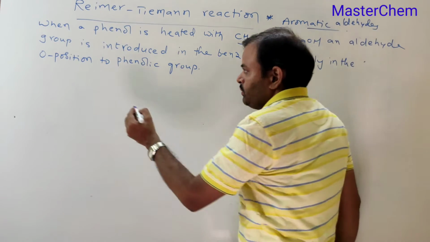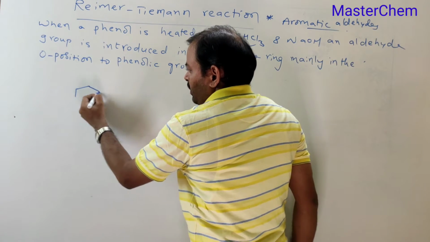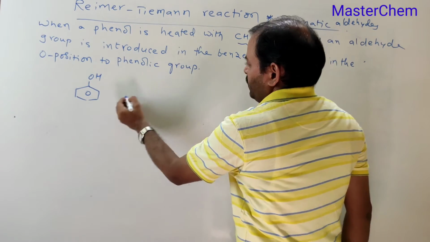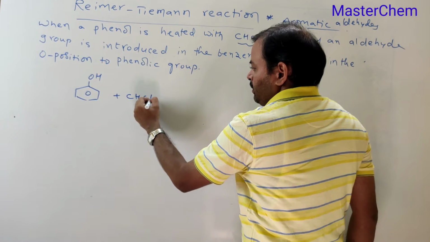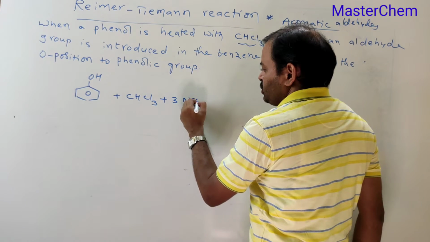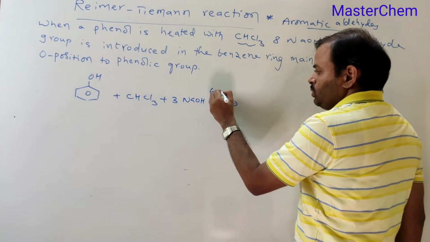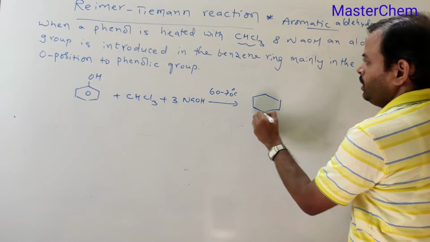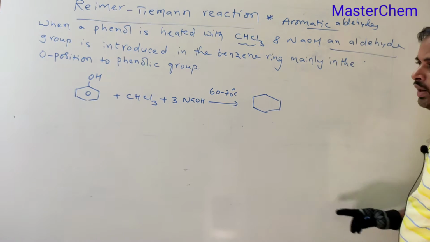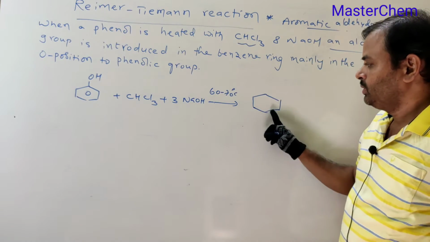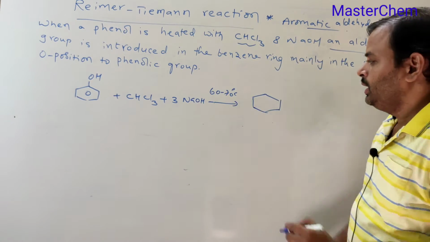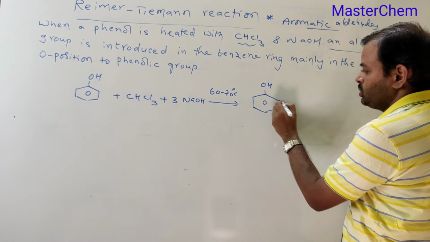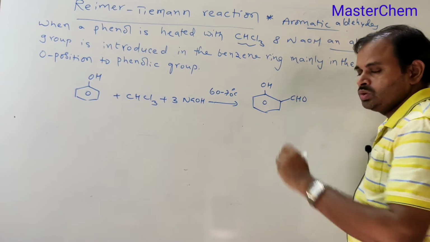So how is it? We know the phenol structure. Phenol with CHCl3 plus NaOH, heated to 60 to 70 degrees centigrade. What happens here? An aldehyde group is introduced in the benzene ring, mainly in the ortho position. What is the ortho position to the OH group? This one is the ortho position. So the aldehyde group is introduced here.